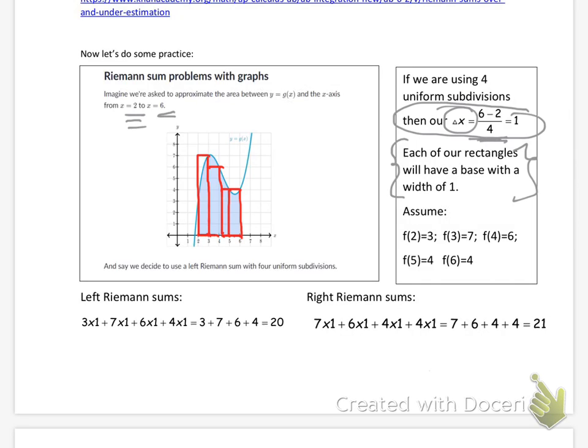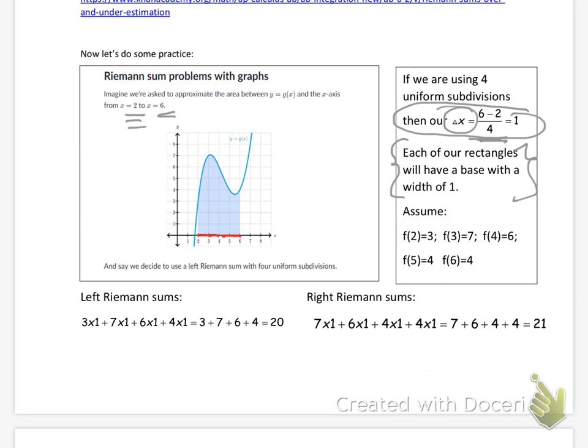So if we are using, now excuse me, what did I just do? I believe I may have done right Riemann sums. Let me go back and do left Riemann sums. So let's see if I can do that. There we go. Okay, so left Riemann sums, I do apologize.